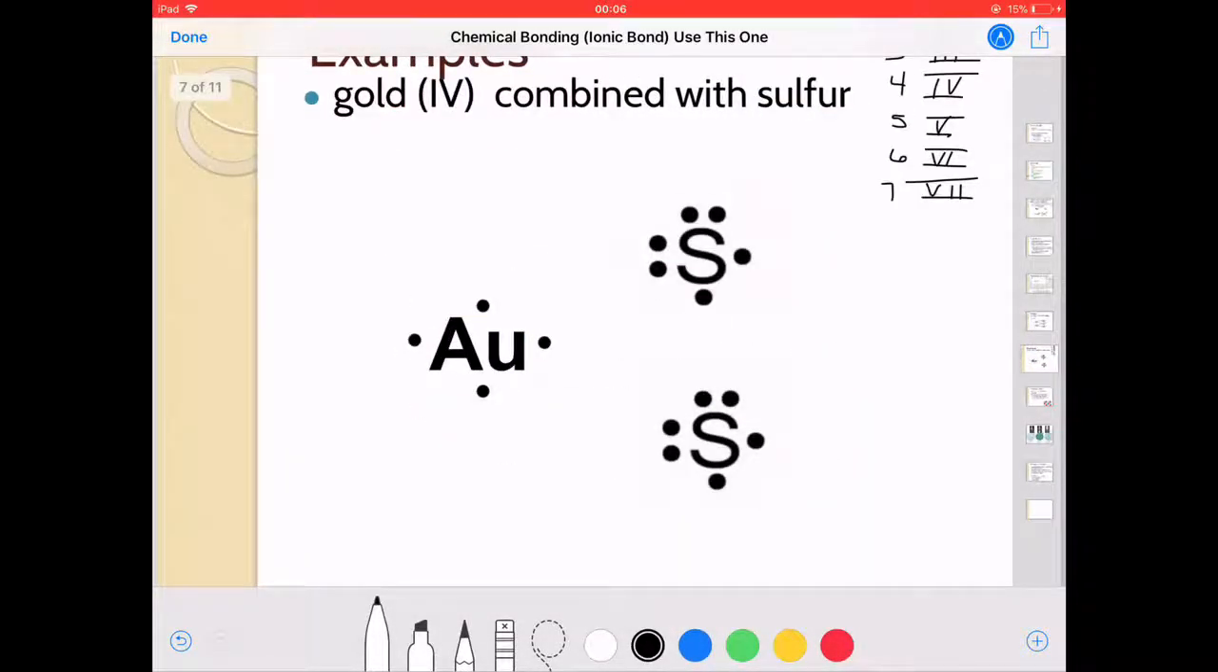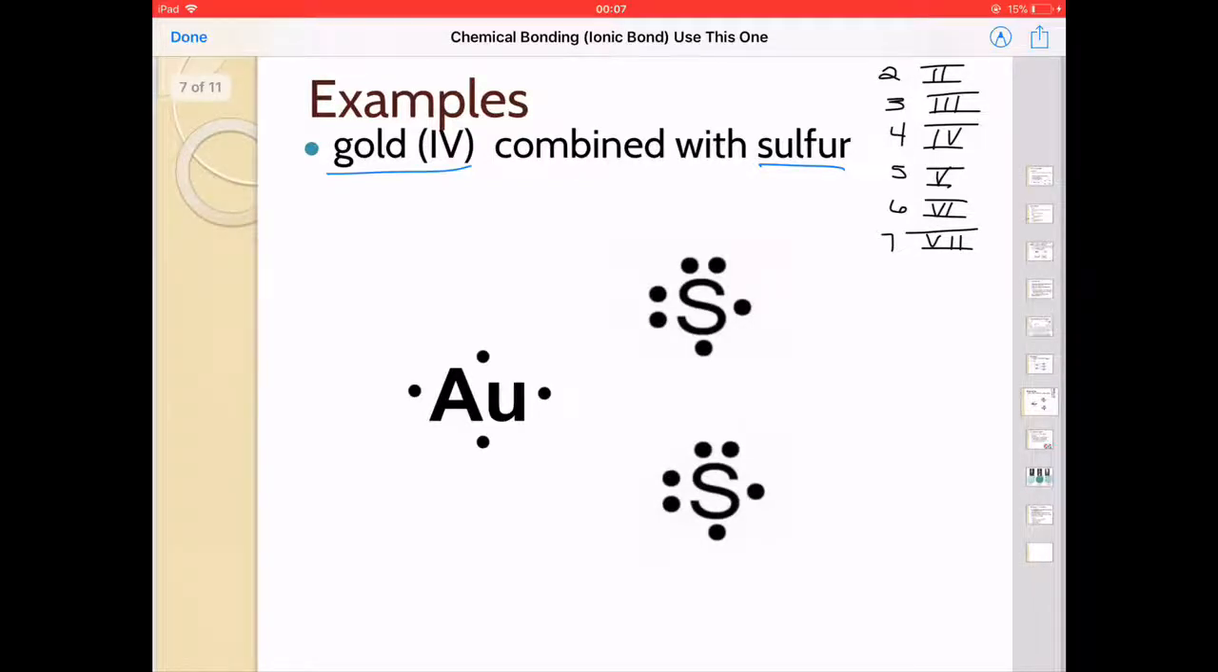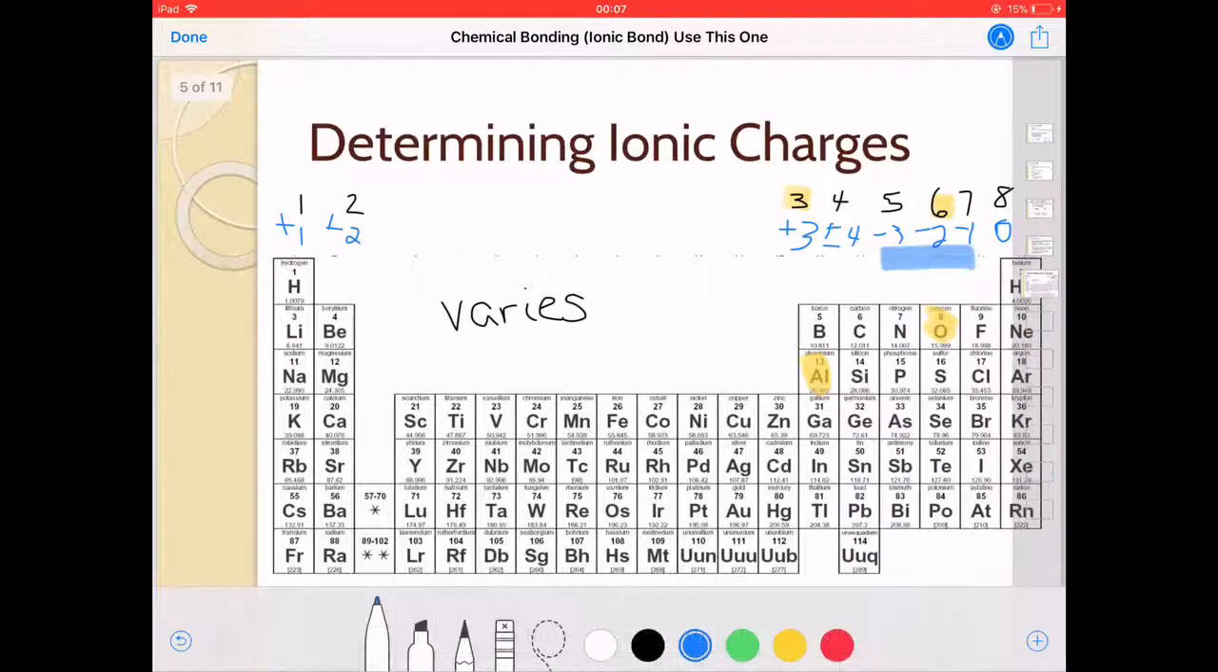Moving on to the next example. This one has gold 4 and sulfur in it. First off, I just want you guys to know that you do need to make sure you know your Roman numerals. I have them listed over here, 1 through 7. Those are the only ones I'm going to make you know. But you do need to make sure you know what those mean, because those are key when you have a transition metal. So if you take a look at your periodic table, you guys can see that gold is indeed a transition metal. It's over here in the section where we don't have a pattern to determine our valence electrons in gold, so that's why you need your Roman numerals.